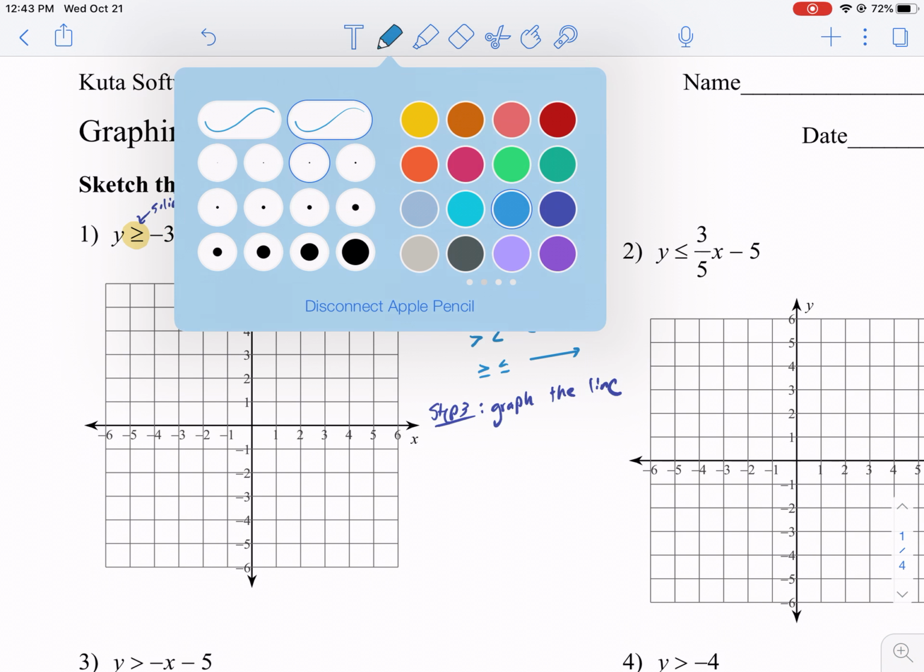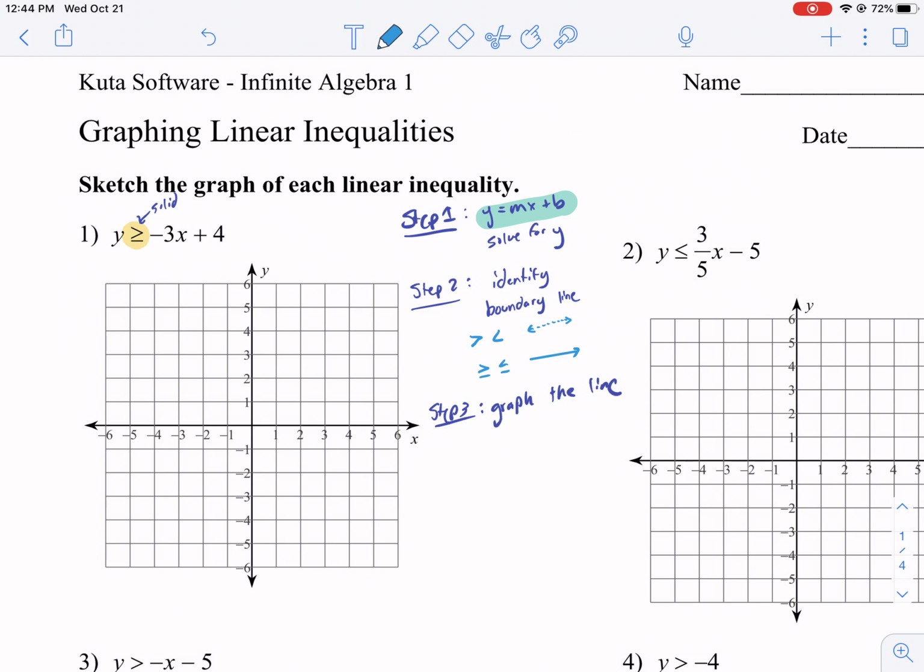So the first thing we do is look at the y-intercept. The y-intercept is the number by itself that doesn't have a variable, and we see that it's positive 4. Always look at the sign in front. And so we go to positive 4 on the y-axis to find that.